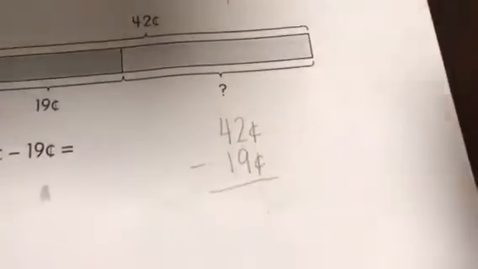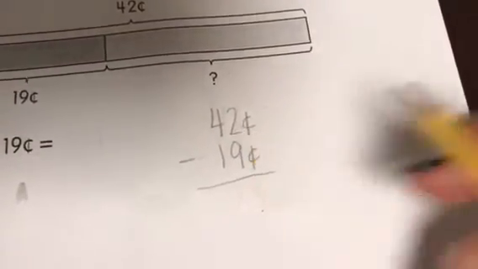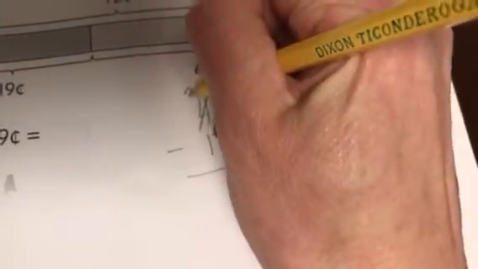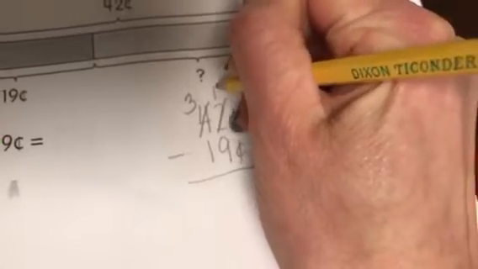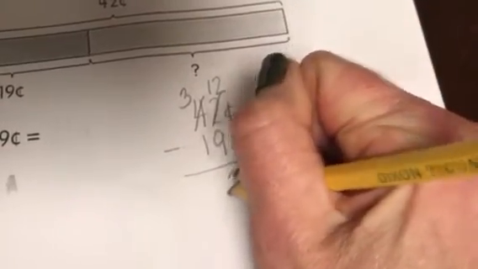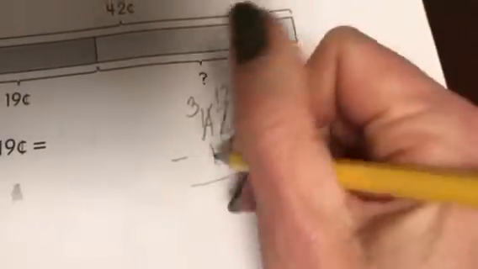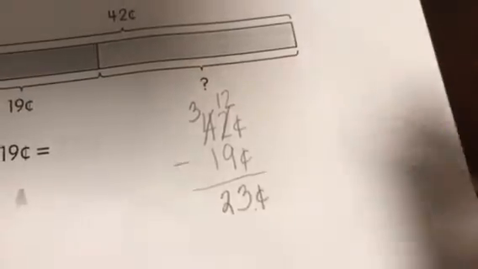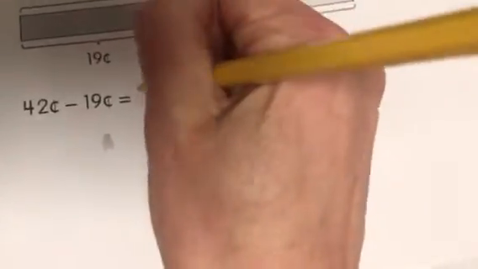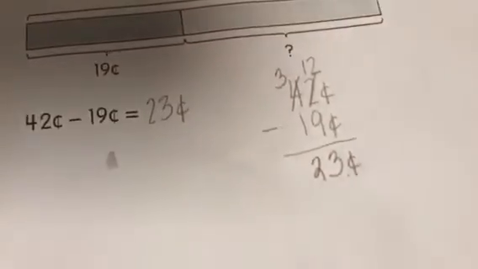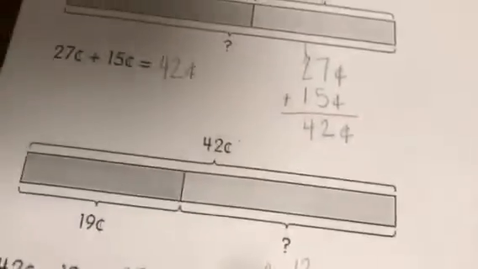Okay, so boys and girls, I can see that there's more on the floor, so I need to go next door and borrow. So I can see that Maggie has 23 cents left. All right, let's look at another problem.